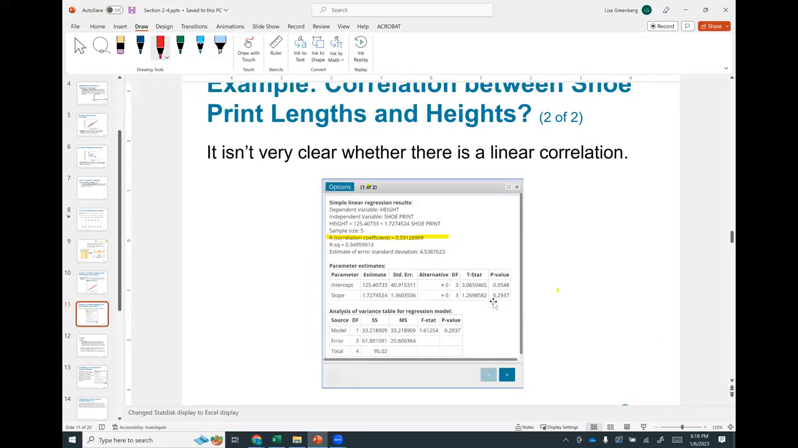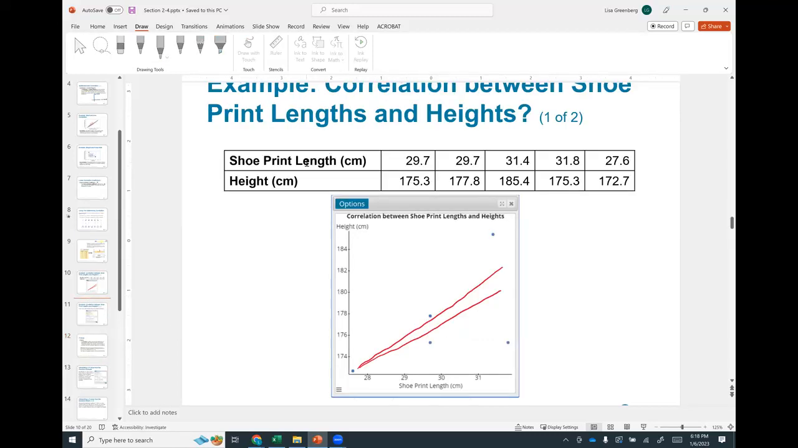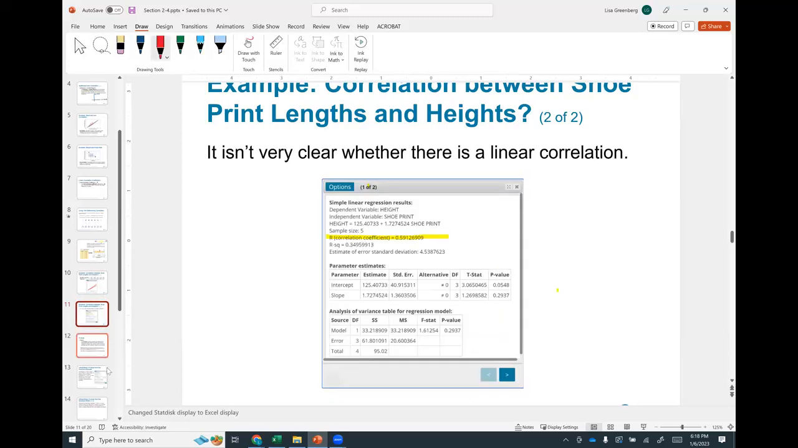So we don't really know much about it, but we can also look at our P numbers, okay? So p-value. The p-value is used to measure the significance of the observational data. So when we identify an apparent relationship between two variables, so let's say we think there's a relationship between shoe print length and height, right? So that's what we say.